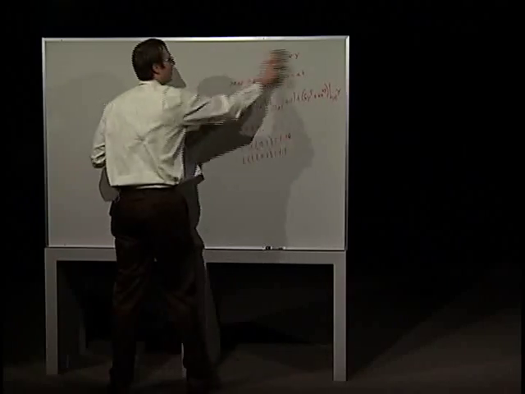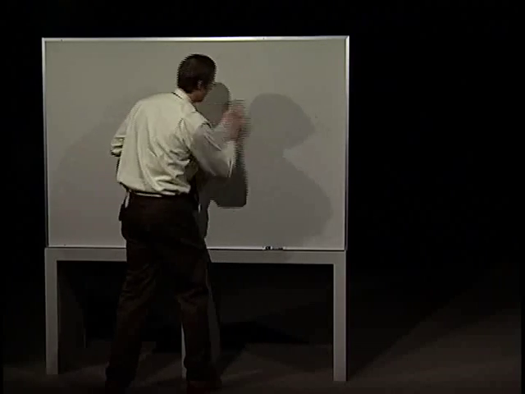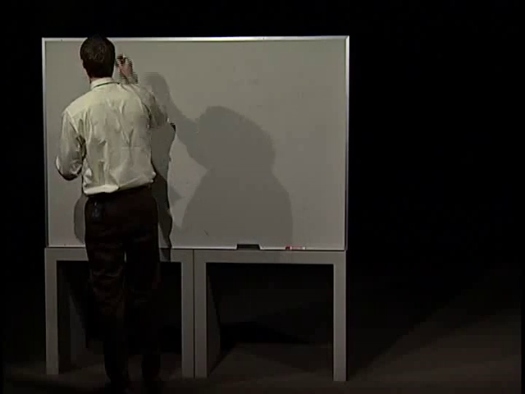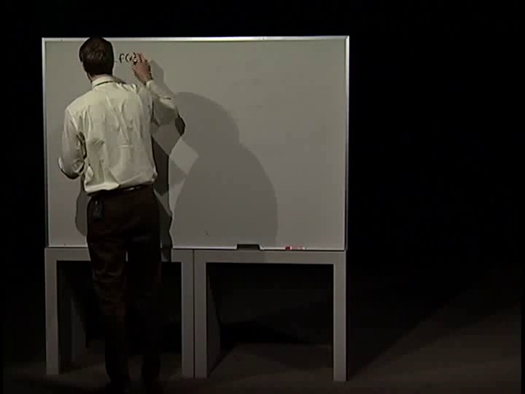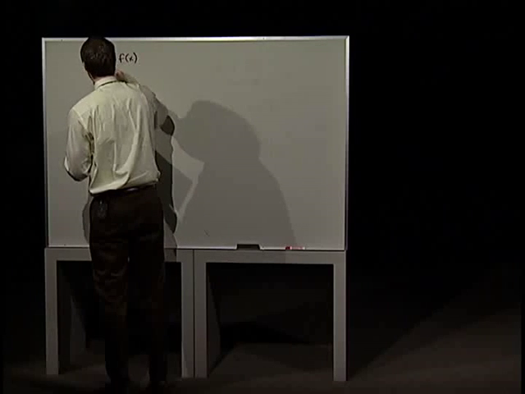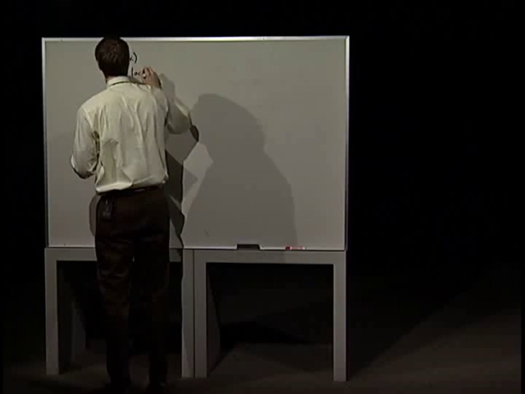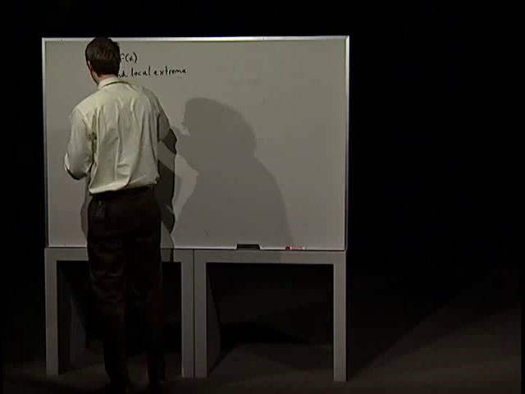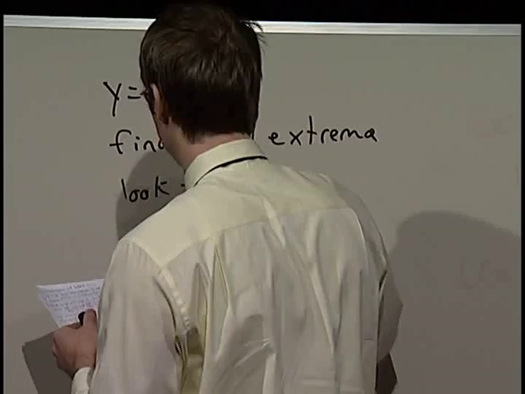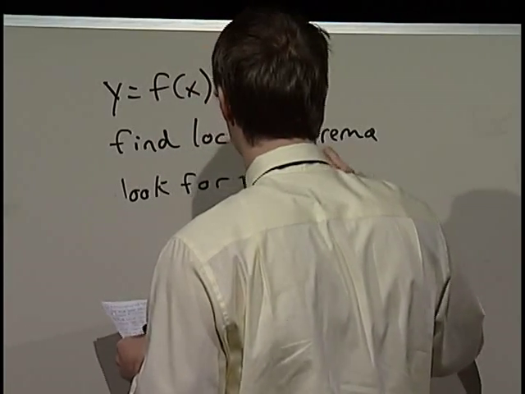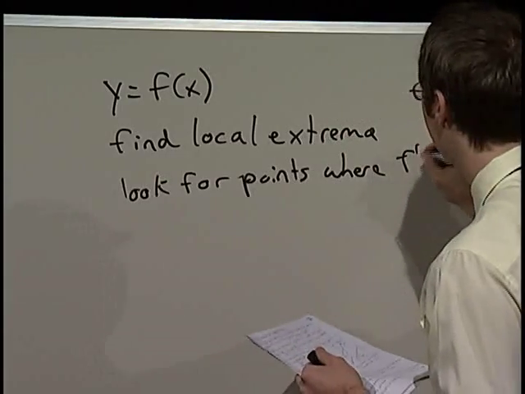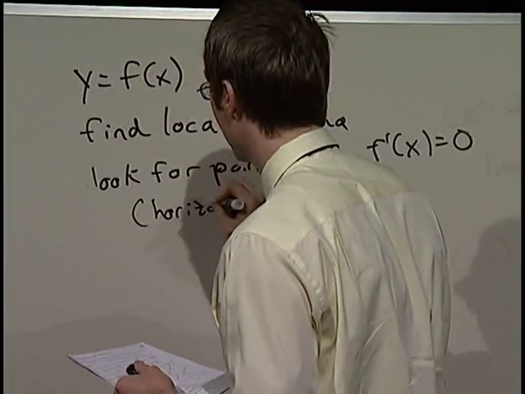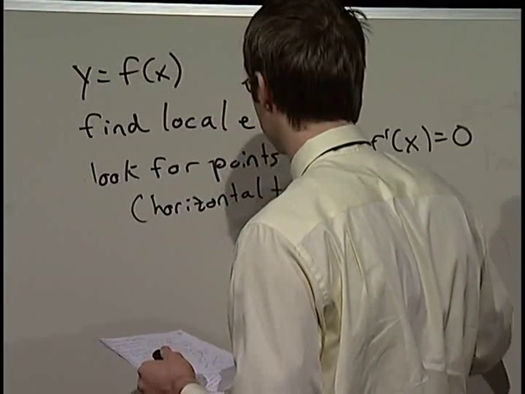Extreme values and saddle points. All right, so let's get down to business here. If we had a function y equals f of x, and we wanted to find local extrema, local values where you had a max or a min, you looked for points where f prime of x was equal to 0, and that was points where the tangent line was horizontal. Horizontal tangent line.